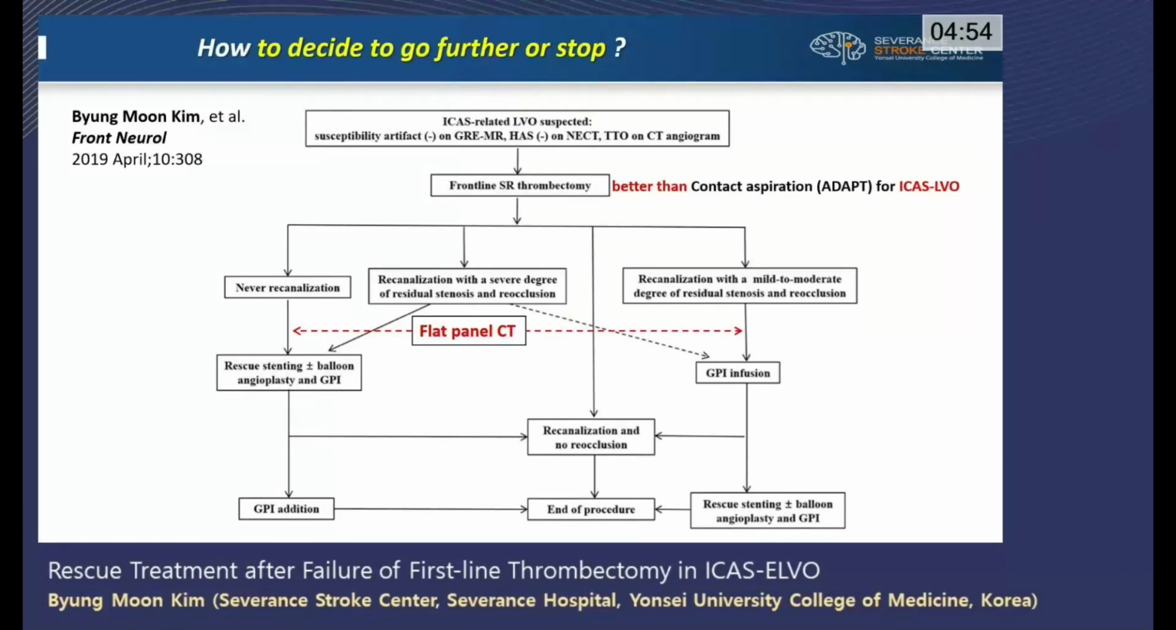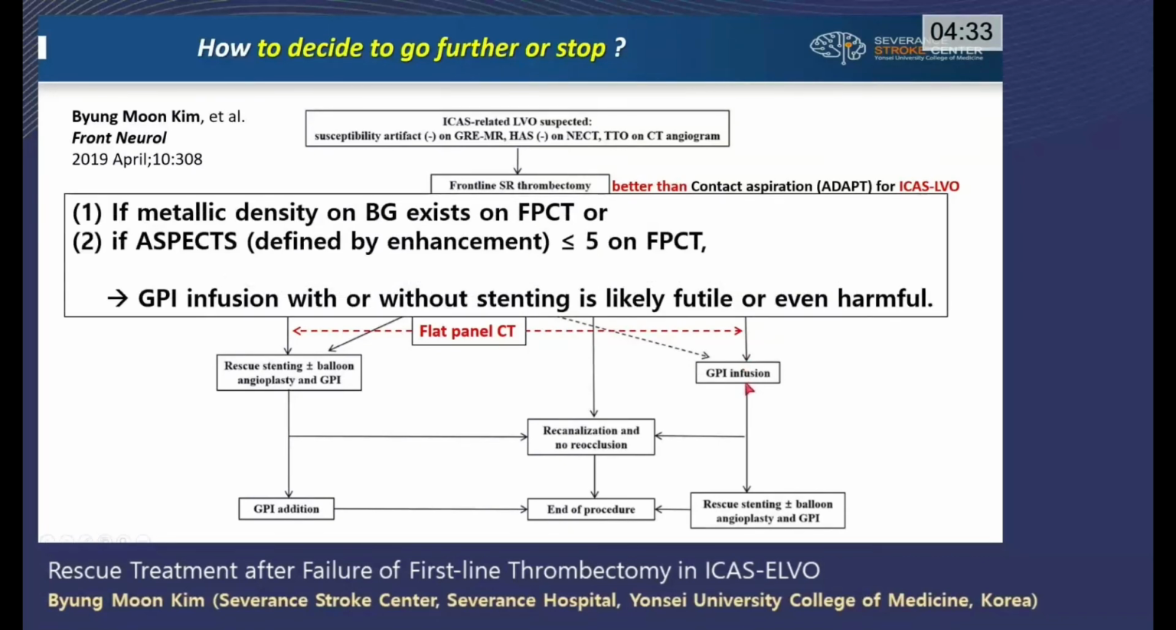So I'd like to strongly recommend flat panel CT to decide to go or no go. Go further means GPI with or without rescue stenting. If metallic density on basal ganglia exists on flat panel CT, or if flat panel CT ASPECTS is equal to or less than 5, GPI infusion with or without stenting is likely futile or even harmful.